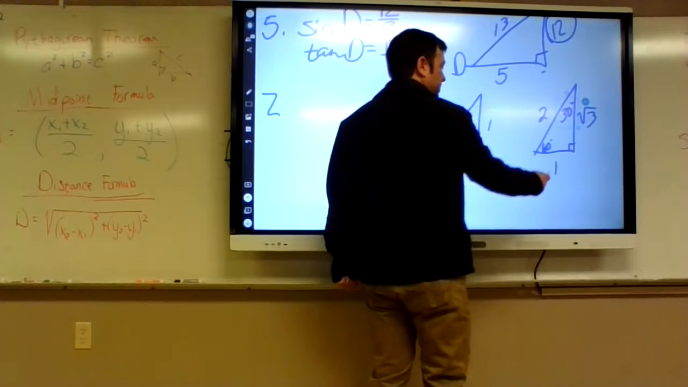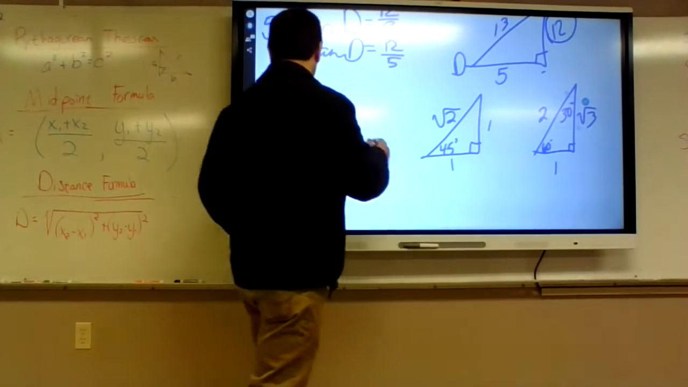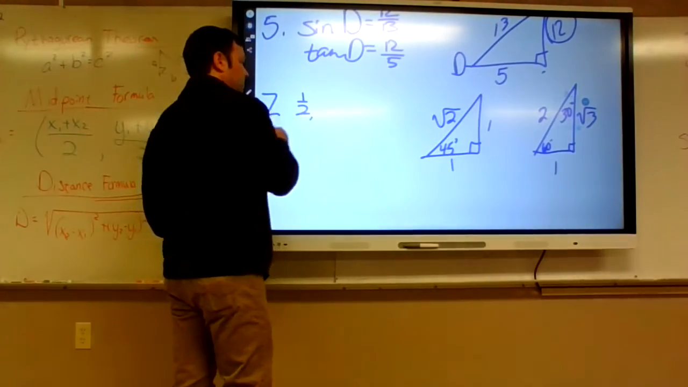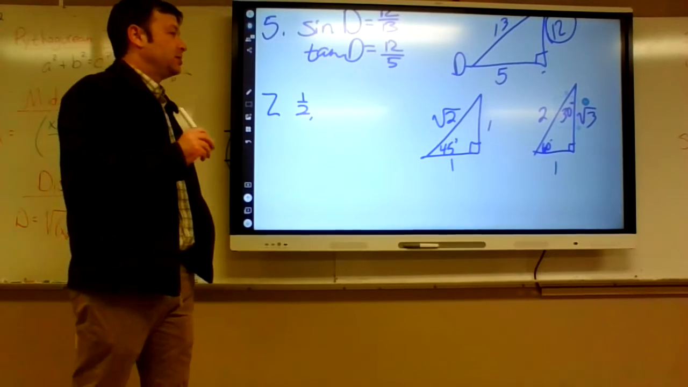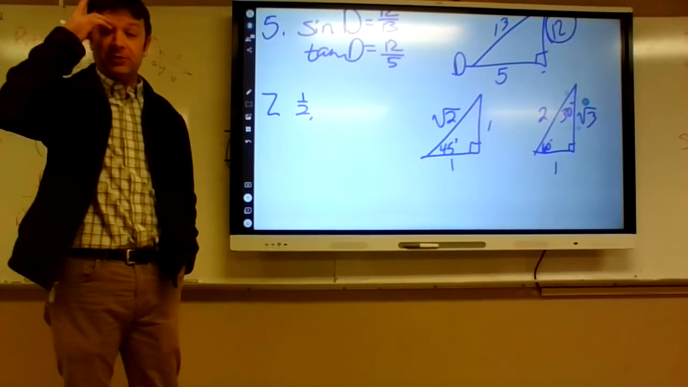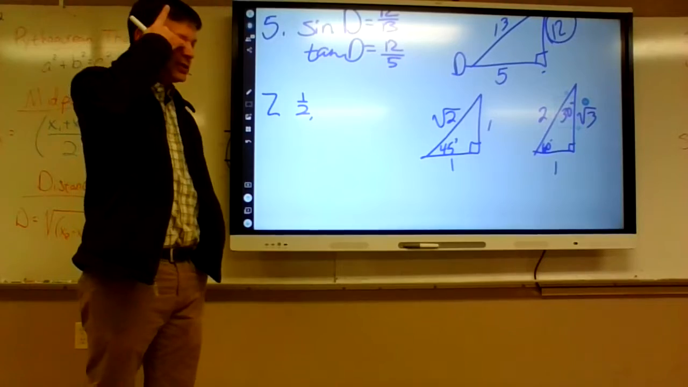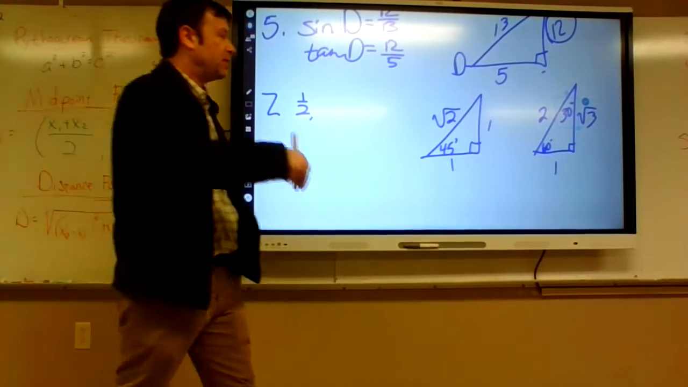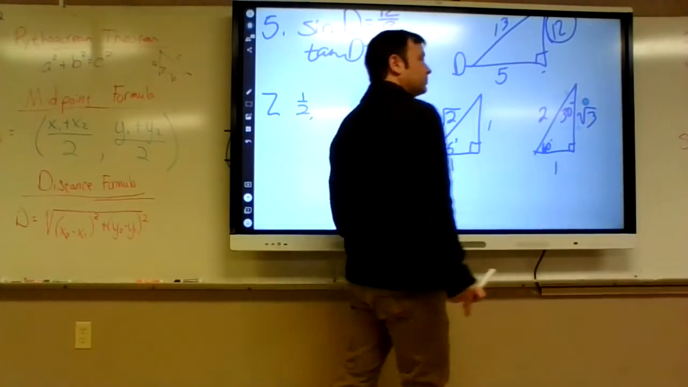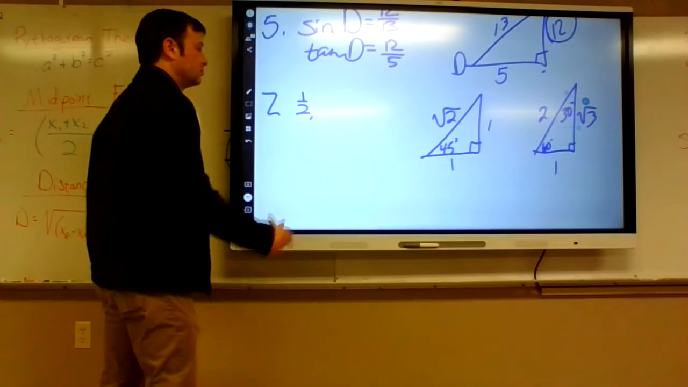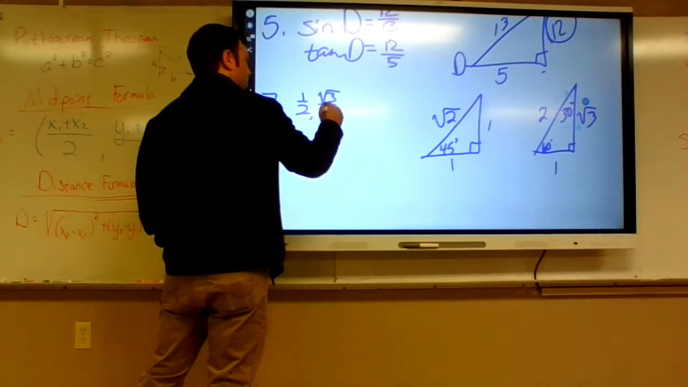Yeah, so opposite over hypotenuse, yeah, 1/2. Okay, Aiden, what is the cosine of 30? I think that's next, right? What would the cosine of 30 be, Aiden? Square root of 3 over 2. Correct.